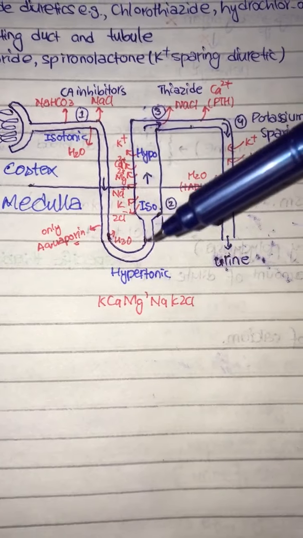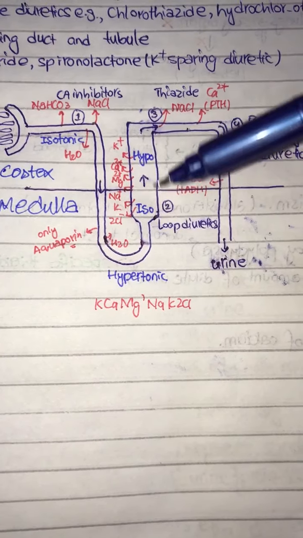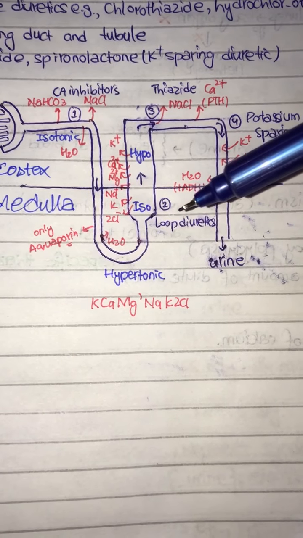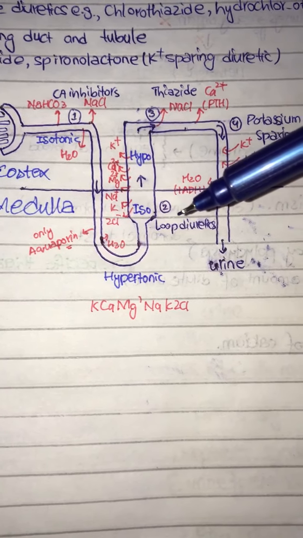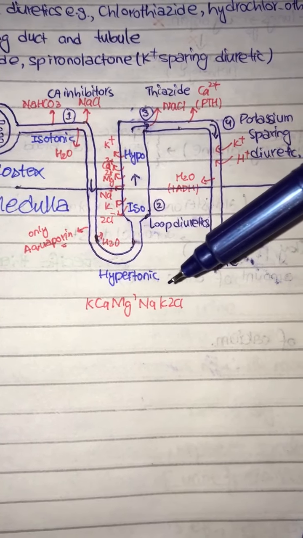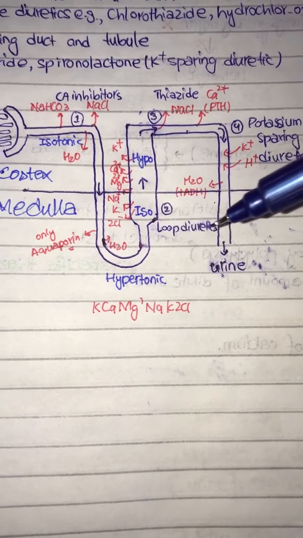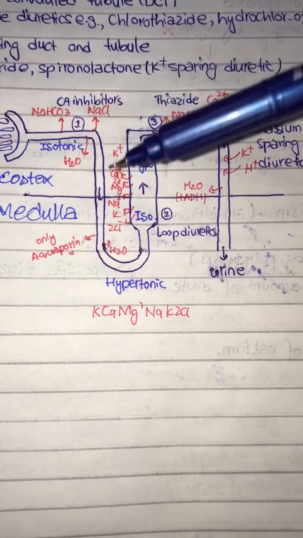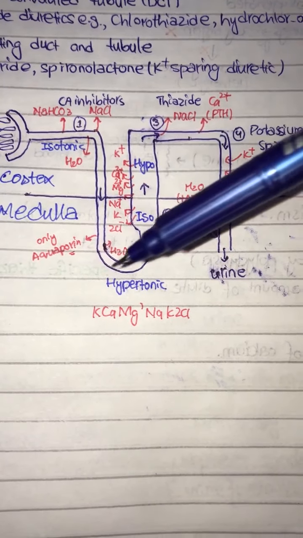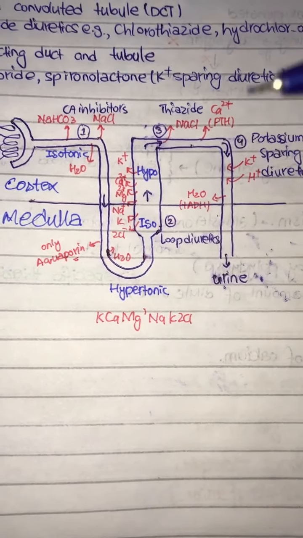Here there is an isotonic to hypertonic flow. At the ascending limb of the loop of Henle, loop diuretics act. Sodium, potassium, calcium and magnesium reabsorption happens here, and the loop diuretics inhibit these transporters. In this portion the filtrate goes from an isotonic to a hypertonic state.